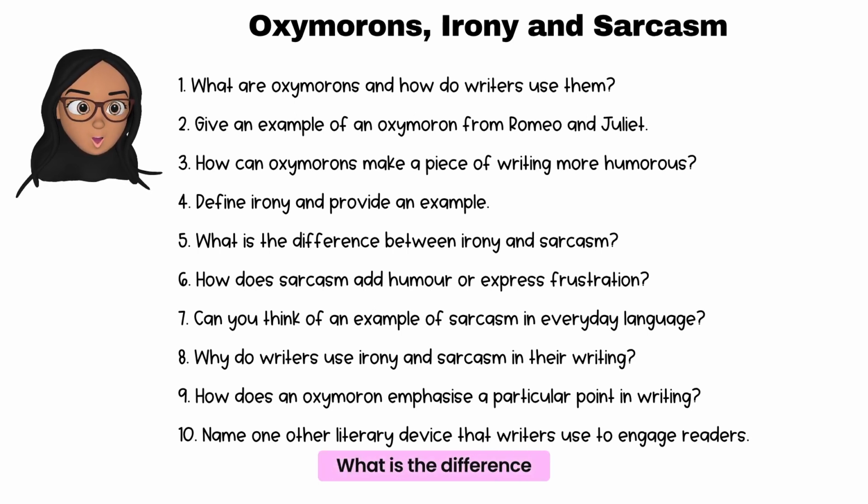5. What is the difference between irony and sarcasm? 6. How does sarcasm add humour or express frustration? 7. Can you think of an example of sarcasm in everyday language? 8. Why do writers use irony and sarcasm in their writing? 9. How does an oxymoron emphasise a particular point in writing? 10. Name one other literary device that writers use to engage readers.